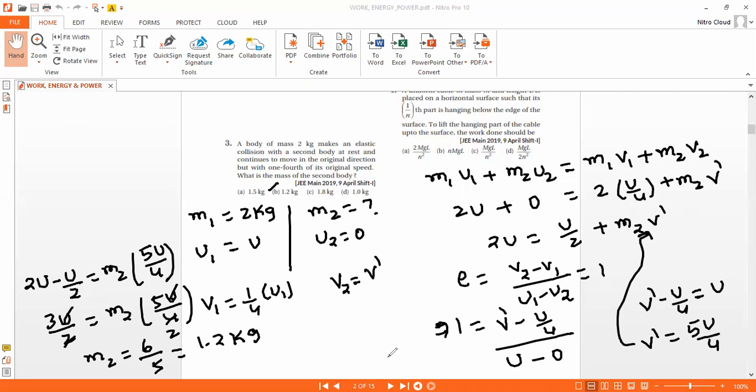Instead of taking the coefficient of restitution, you can also take the conservation of energy. But I thought with the coefficient of restitution it will be an easy calculation.